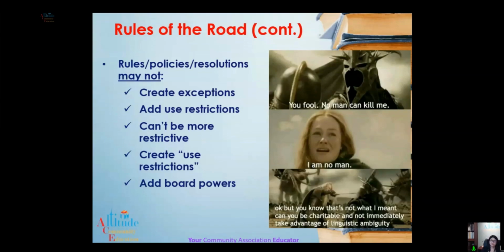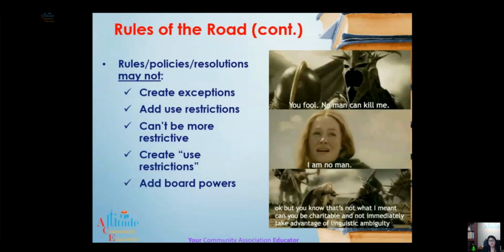We can't be more restrictive in our rules than what we have in our covenants. So if the covenants say a homeowner has 60 days to submit an appeal to an architectural denial, we can't have a rule that says you have to do it within 30 days. That's more restrictive, and they have a 60-day window in the covenants, and therefore we have to comply with that.